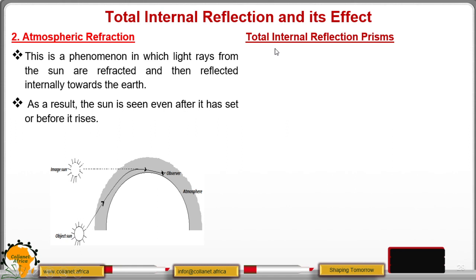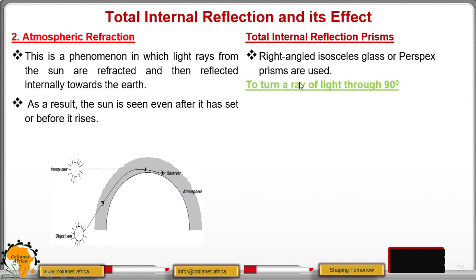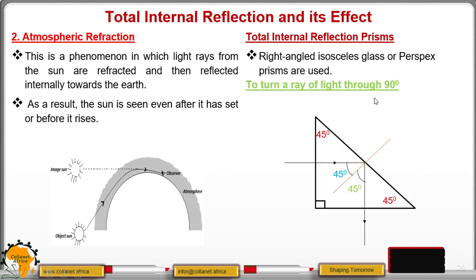Then from there, we go to total internal reflection prisms. We consider a right-angled isosceles glass or perspex prism to turn a ray of light through 90 degrees. If you have a ray coming in at this interface, the ray passes through at an angle of 90, so it passes through undeviated. But as it touches this face, the angle of incidence is greater than the critical angle. The critical angle of glass is about 42 degrees, but this one is making 45 degrees. So this one is greater, and therefore it undergoes total internal reflection.